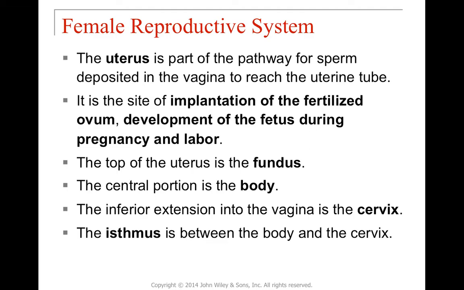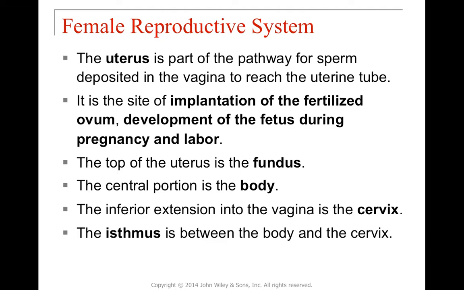The implantation event is going to occur in the uterus. The uterus is obviously a part of the pathway for sperm to travel through, and then they travel up into the uterine tube where a fertilization event occurs. And then the implantation of the fertilized ovum is going to occur inside the uterus itself. The uterus is also going to be the location where we sustain fetal development throughout the pregnancy, and also obviously the organ that's going to be responsible for labor and delivery.